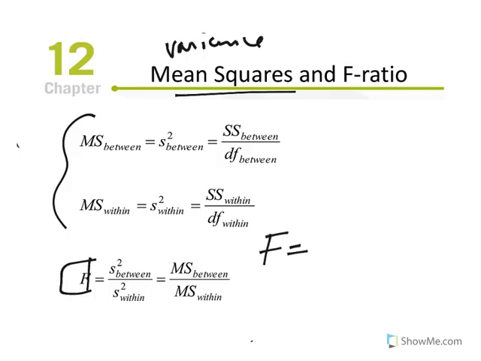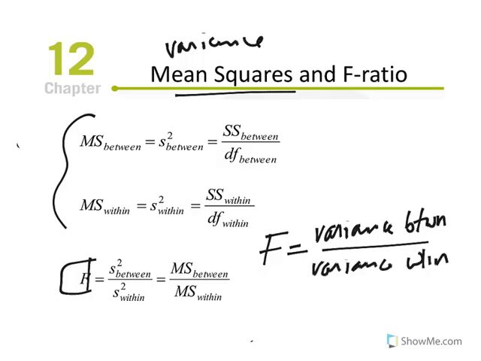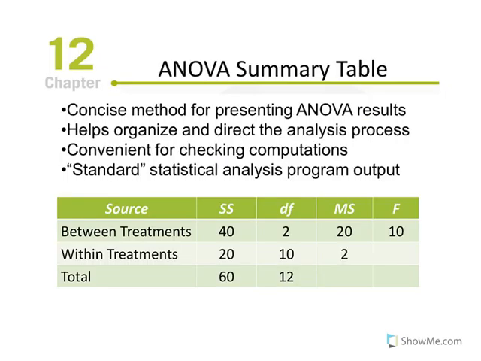So that's what we started with. We said F is equal to the variance between over the variance within. And this is the equation that we will use when we engage in the analysis of variance.